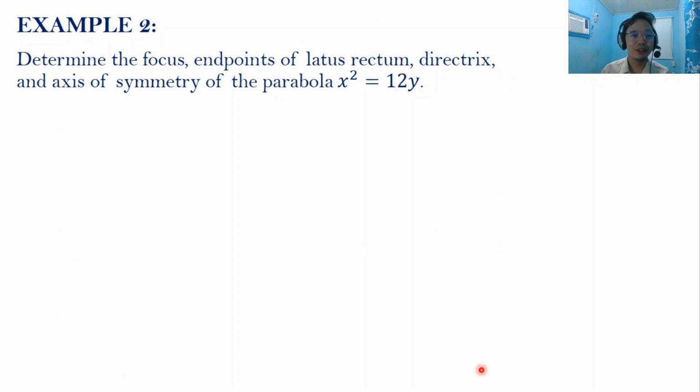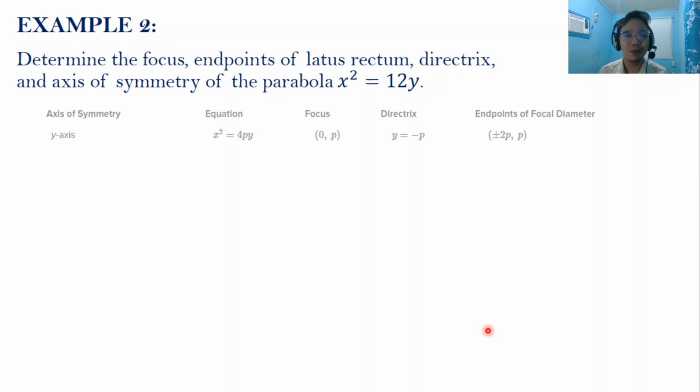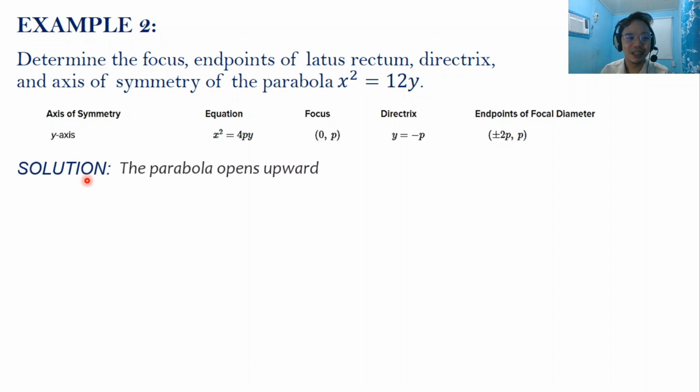Example number 2. Determine the focus, endpoints of the latus rectum, directrix, and axis of symmetry of the parabola x squared equals 12y. Dito pa lamang makikita na natin or maiisip na natin saan ba bumubuka yung parabola natin. Okay, it opens upward. So ito yung gagamitin natin. Yung axis of symmetry niya, dahil it opens upward and its vertex is at the origin, the axis of symmetry is the y-axis. So let's have the solution.